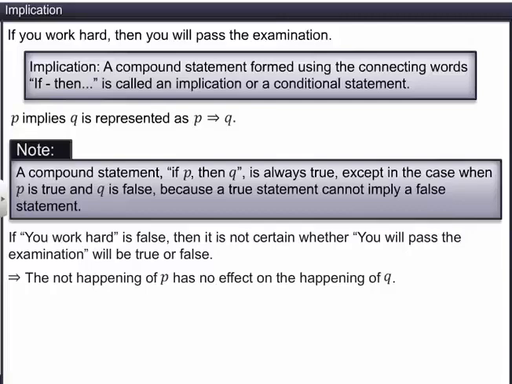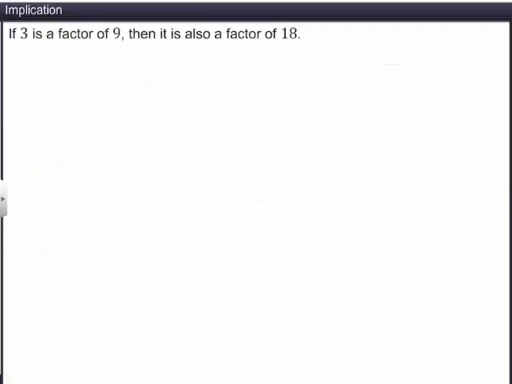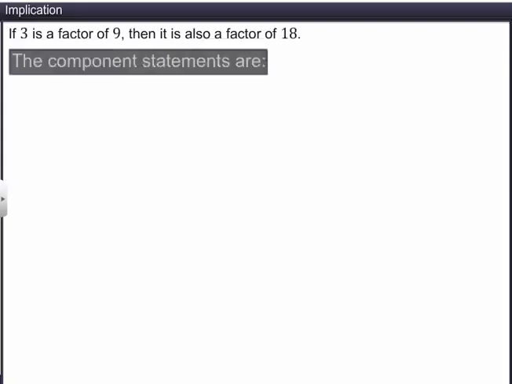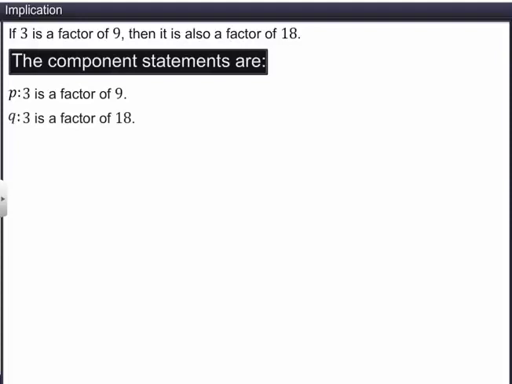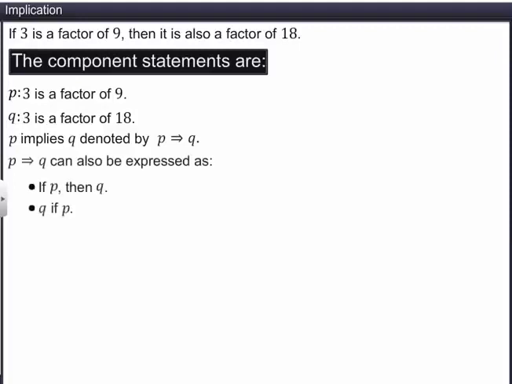Let's consider another statement. If 3 is a factor of 9, then it is also a factor of 18. The component statements that are involved in it are: 3 is a factor of 9, 3 is a factor of 18. Statement P implies statement Q, or 3 is a factor of 9 implies that 3 is also a factor of 18. The implication or conditional statement P implies Q can also be expressed as shown.